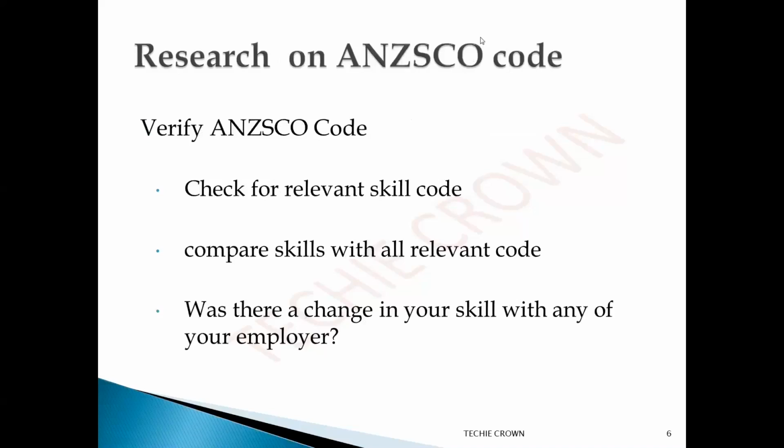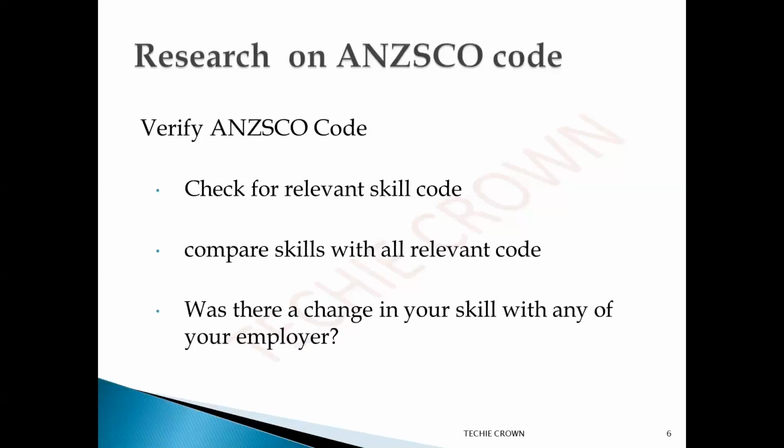The next thing to research is the ANZSCO code. Once you start applying, you should be aware under which skill code you are going to apply. Assume you have almost 10 years of experience, with 3 years as a tester, 3 years as a business analyst and 4 years as a developer. You should compare your skills with the relevant code to decide which skill code to apply under. You will not be eligible to apply under 2 or 3 different skill codes, so apply under the appropriate skill code which has the most demand in that particular state.